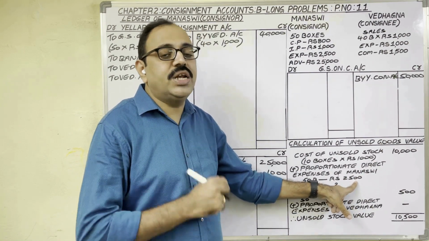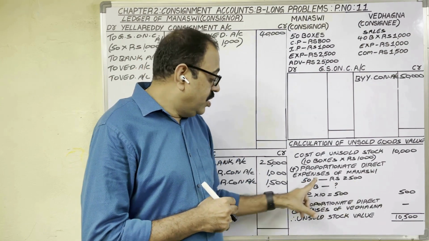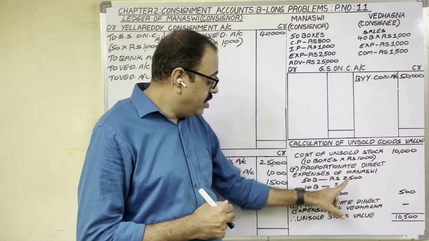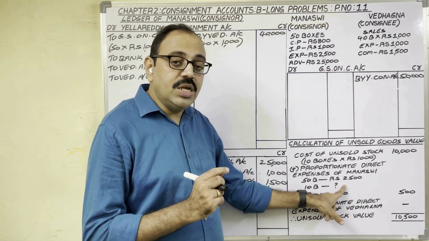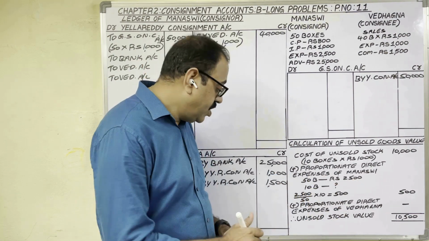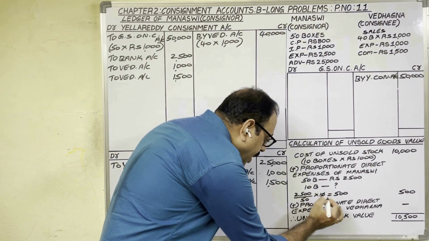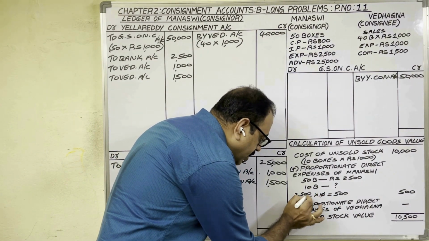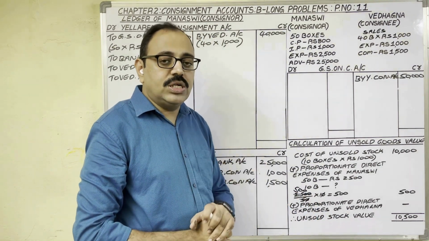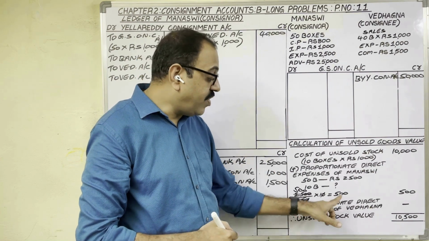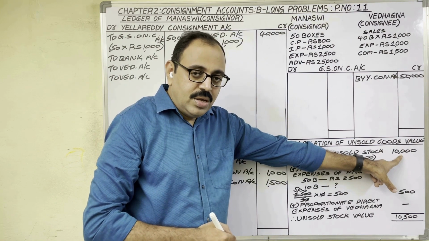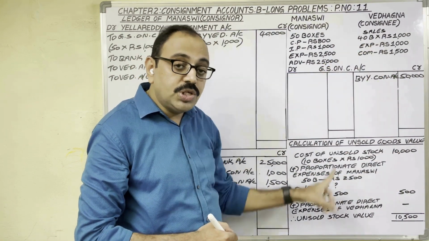That is called proportionate expenses of consignor. For 50 boxes, if total expenditure is 2,500, for 10 boxes, how much is the expenditure? 2,500 divided by 50 into 10. One numerator, one denominator we have to cancel now. Then 5 ones are 5, 5 fives are 500 rupees. So on 10 boxes, the consignor's expenditure is 500 rupees. That expenditure we should add to this 10,000. And the consignee's direct expenditure also we should consider here.